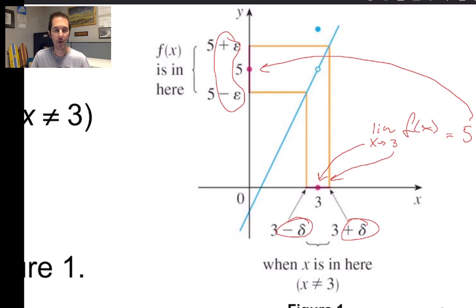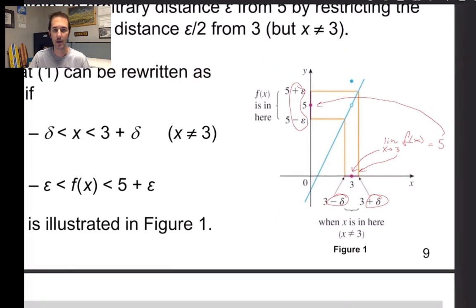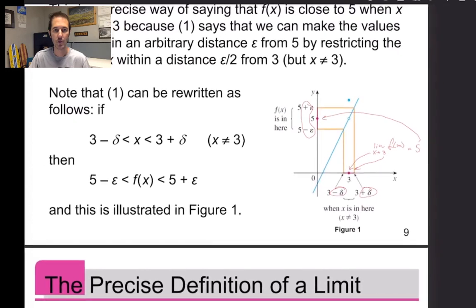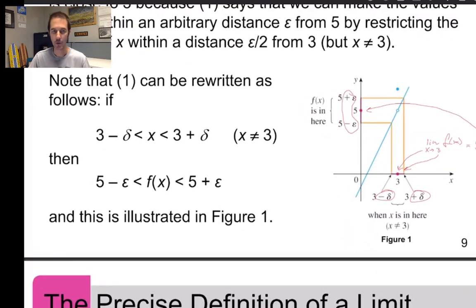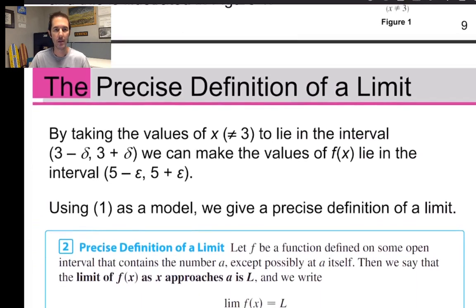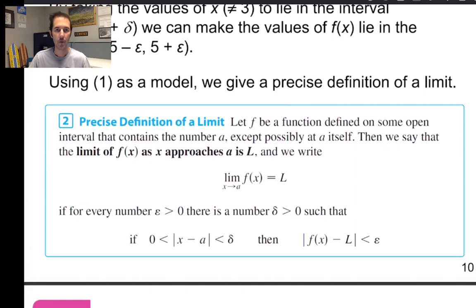When it's a linear equation, the diagram looks really nice like this. That very first diagram that we saw that had the curve in it, different situation. We had to choose the lesser of our two potential delta values. But when it's a linear equation, you can go right at it.